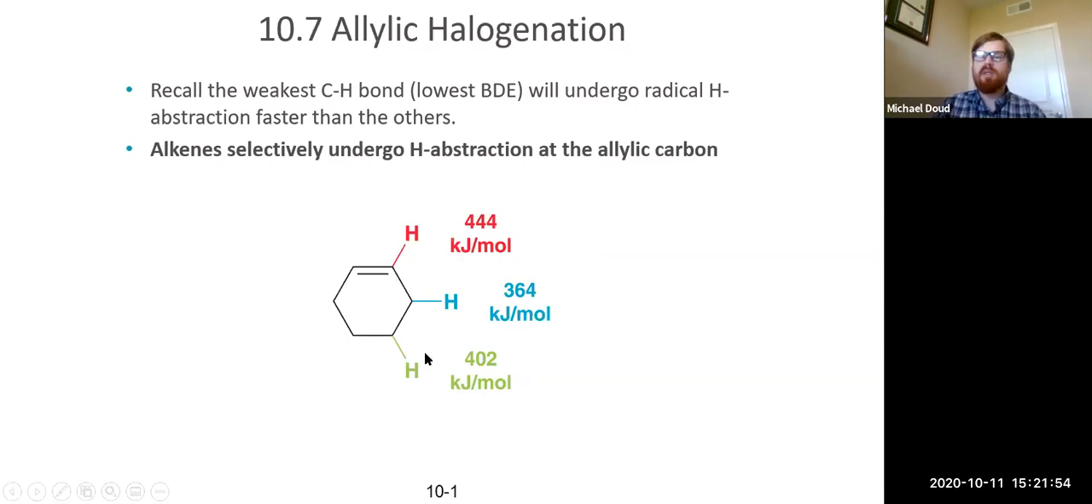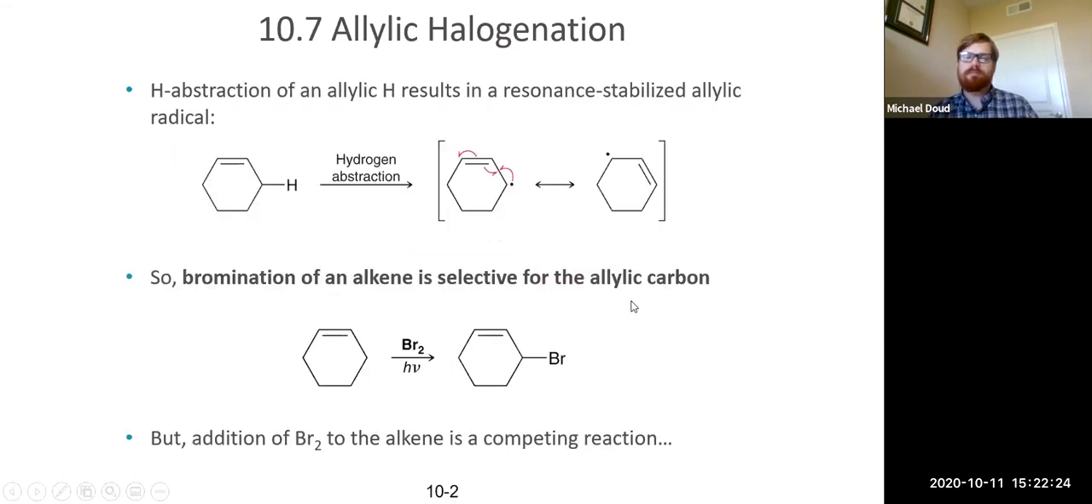For example, when we look here, we've got a secondary carbon that's not allylic that has a bond dissociation energy of 402 kilojoules per mole. The vinylic carbon-hydrogen bond here is 444 kilojoules per mole, again because this is an sp2 carbon-hydrogen sigma bond. And then finally, we have our allylic position. This allylic position is the weakest bond, the easiest to break, because it would form a stable allylic radical. And that's only 364 kilojoules per mole.